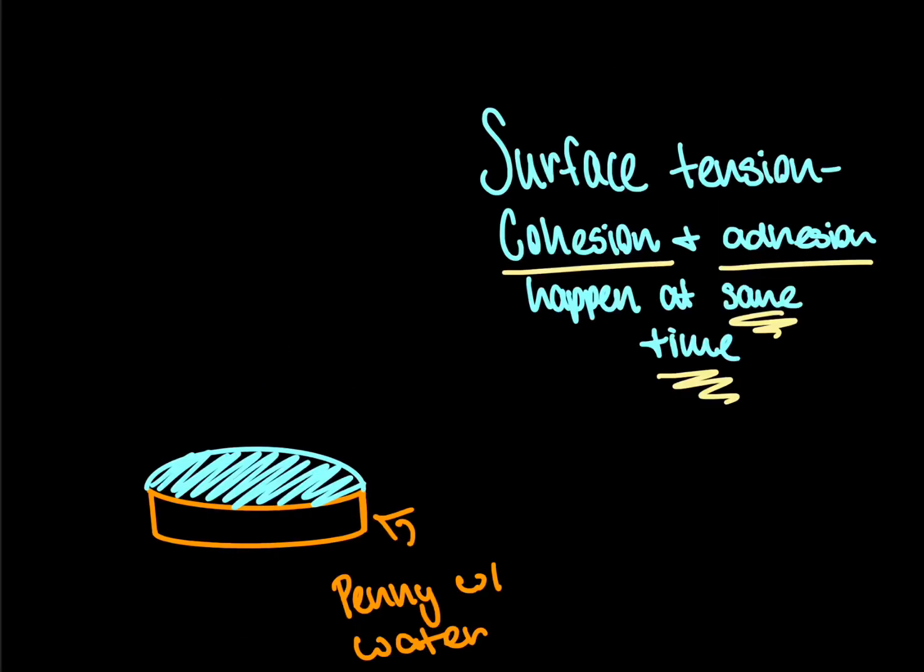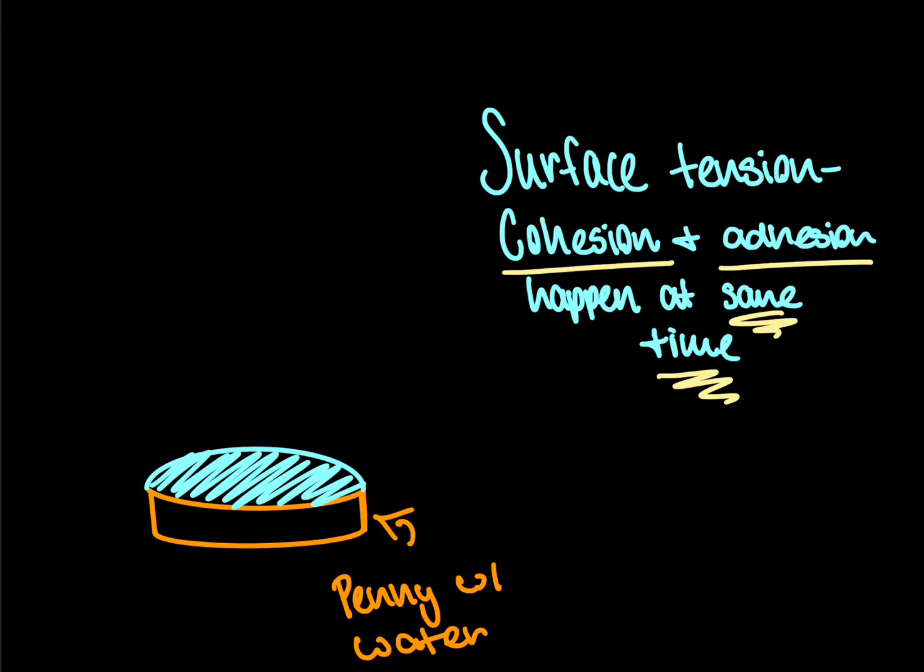Let's say that I have a penny with water on top of it and it looks like this. Now the reason that this penny can hold so many water drops on top of it is due to surface tension. Now I'm pretty sure you've heard of surface tension before, but in the context of water, surface tension is caused when cohesion and adhesion both happen at the same time.